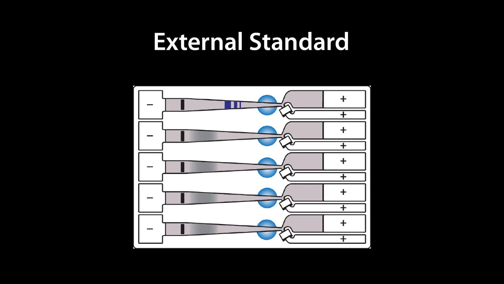For some protocols, and all high molecular weight DNA protocols, an external standard is loaded into a single lane as a reference, which the remaining 4 lanes use to determine the timing of DNA size selection.